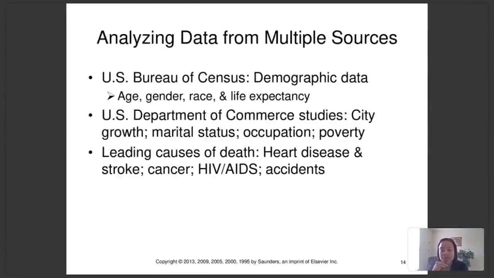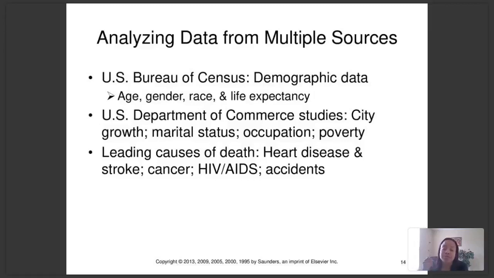We can analyze data from multiple sources. So I talked about our community level, we can look at the public health departments, we can look at obviously the doctor's offices, going more on an individual basis, but we can look nationally as well. So the Bureau of Census, we can look at demographic data that's associated with that. We're getting that every 10 years essentially, right? So we have an idea of what is going on and, more importantly, the trend of what is changing with the demographics in the US population and how that could be a potential impact on health.